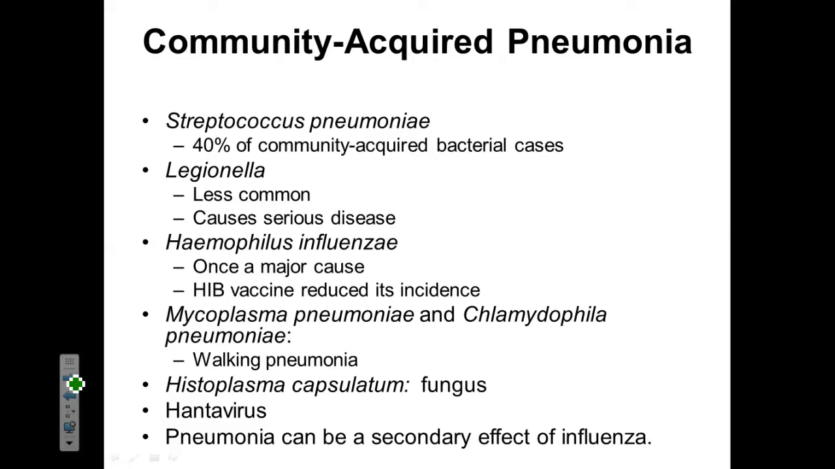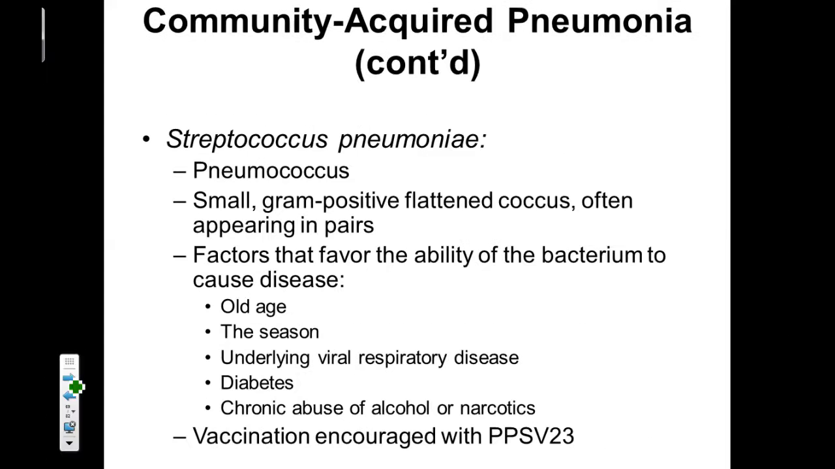The Hib vaccine has reduced the incidence of Haemophilus influenzae. Legionella is very uncommon. Mycoplasma pneumonia and Chlamydophila pneumonia, or walking pneumonia, are fairly common. Hantavirus is less common.